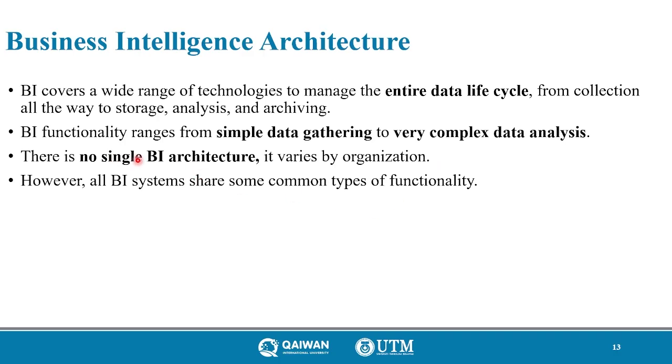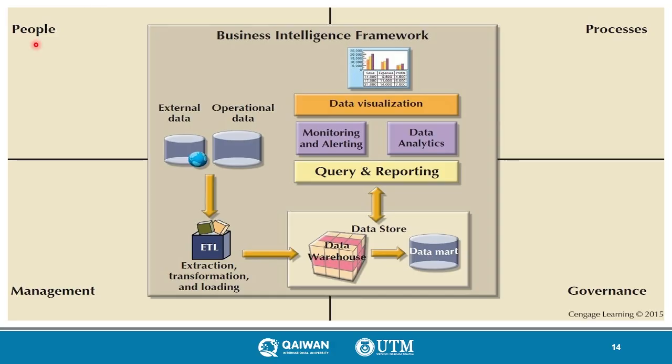Now, there's no single BI architecture. It varies by organization. For example, we have an architecture in the next slide. It is kind of standard, but by the organization type and the nature of the work of that company, BI would change also. However, all BI systems share the same common types of functionality. These are the common functionalities: we have people, we have process, we have governance, and we have management.